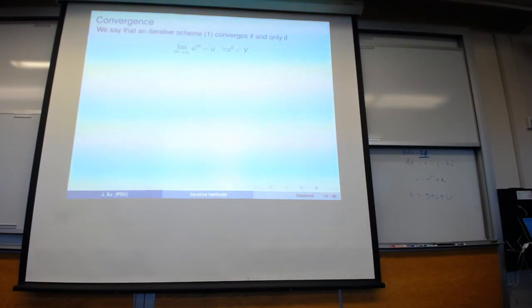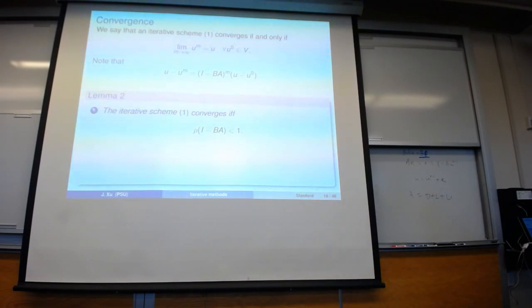Now I want to talk about convergence. When I say this converges, I mean for any initial guess, it converges to that solution. Take a look at this equation. You see that this converges to zero if and only if this goes to zero, that means the spectral radius is less than one. In mathematics, it is always desirable to have a sufficient and necessary condition. This is beautiful but useless, because how do you know the spectrum? You just don't know. But we need more practical conditions.